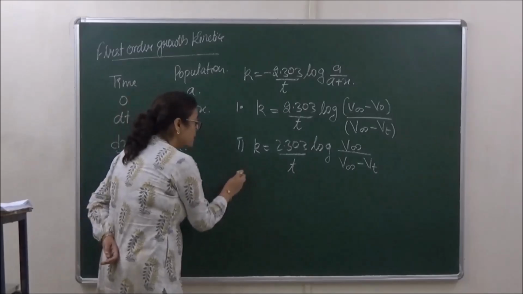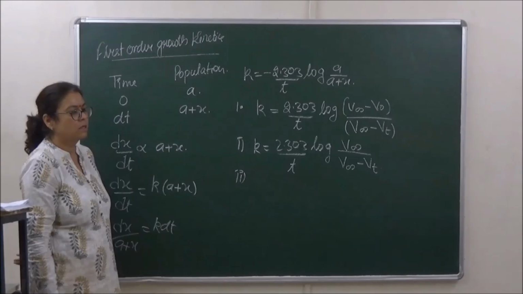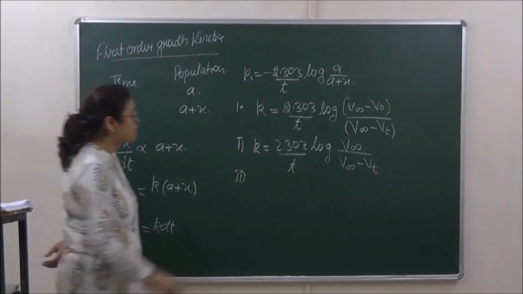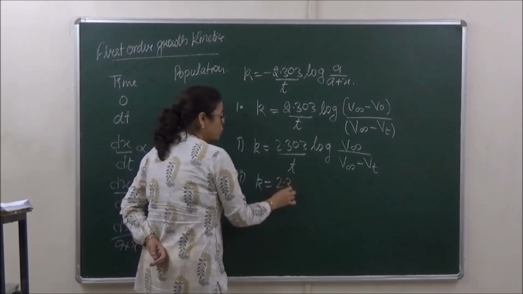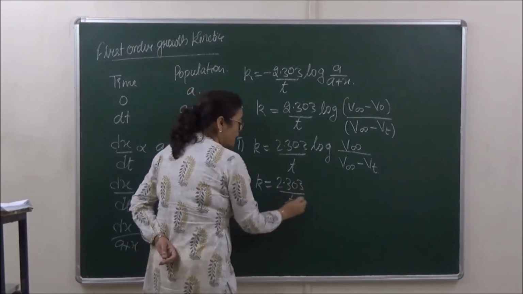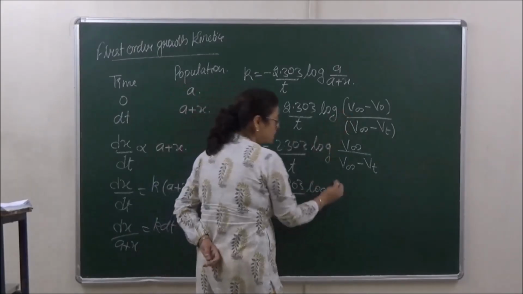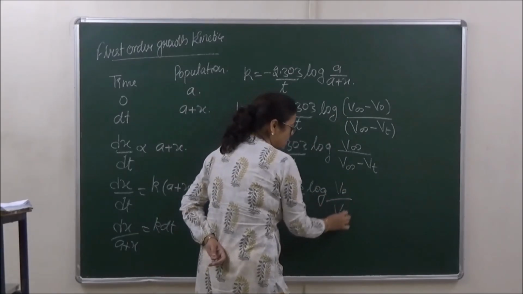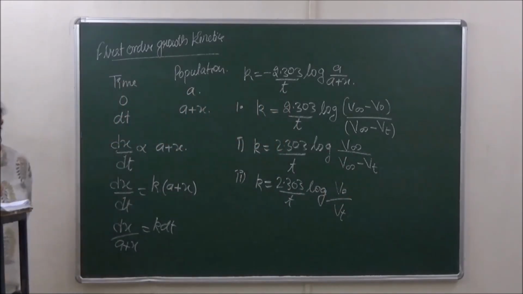Second, if V infinity is not given to us. ठीक है? तो अगर V infinity हमें नहीं दे रखी होगी तो ऊपर वाला क्या हो जाएगा? K is equal to 2.303 upon T log of V0 upon Vt. V0 upon Vt. ठीक है? Is it clear? So this is our first order reaction.